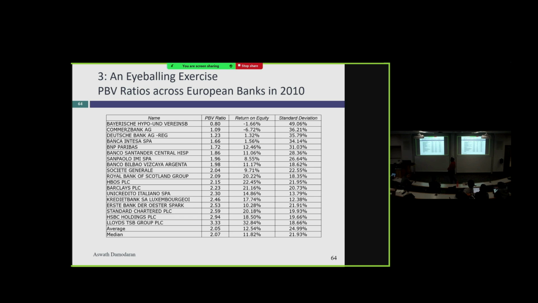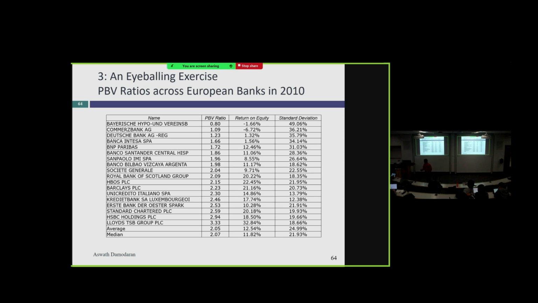These were European banks in 2010. Most of these banks, I can't even pronounce the name, forget about having heard of. So there's the list. There's the price to book ratio in the first column, and return on equity and standard deviation in stock prices in the next two. Again, if I pick purely based on price to book, this is a no-brainer, right? Bayerishi, Hippo, whatever, is 0.8 times book value. But it also has a negative return on equity.